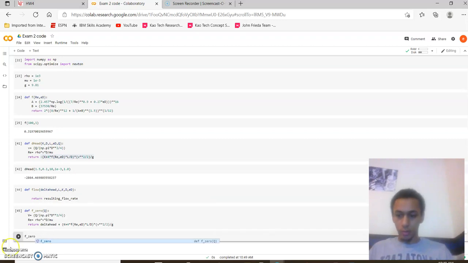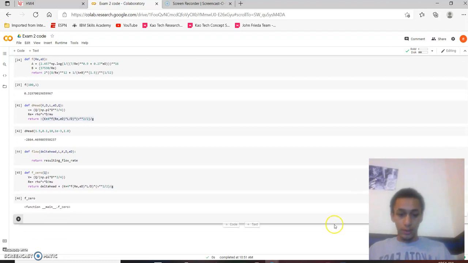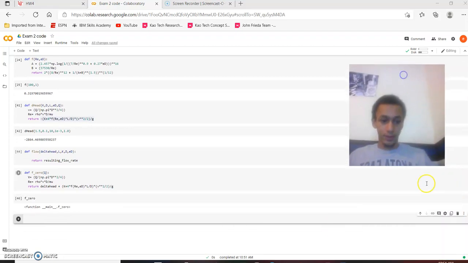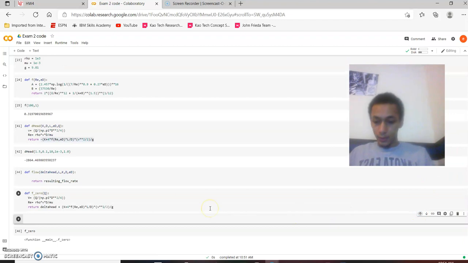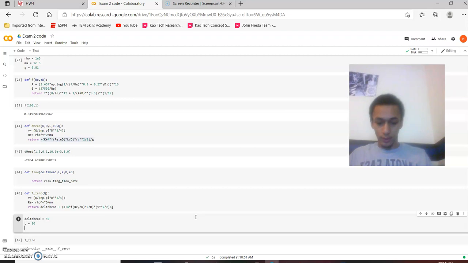F20. I believe I'm going to have to use a Newton function that we're going to have to import in. Even before that, we're going to need to specify. So yeah, it gave us an error. It doesn't matter. Let's move the thing up. You're going to need this: specify the delta head 440, L equal 10, D equal 0.5.